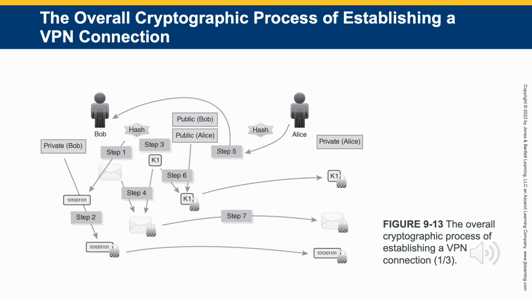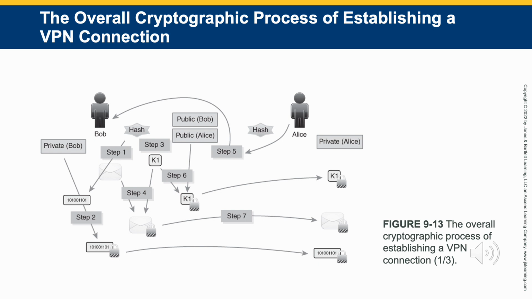The overall cryptographic process of establishing a VPN connection. The basic VPN setup process: Bob computes the hash from the message. Bob encodes the hash using his private key to create a digital signature. Bob generates a random symmetric key. Bob uses K1, the key, to encrypt the message.